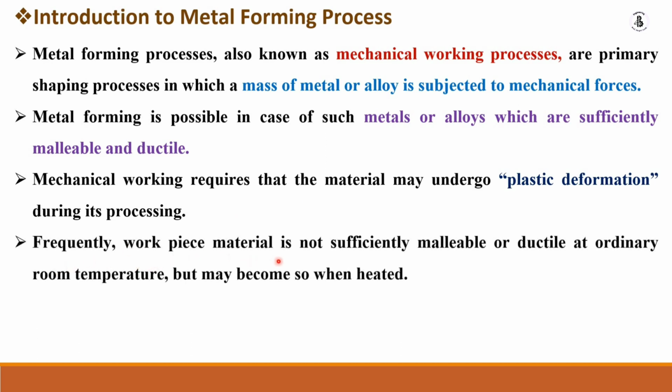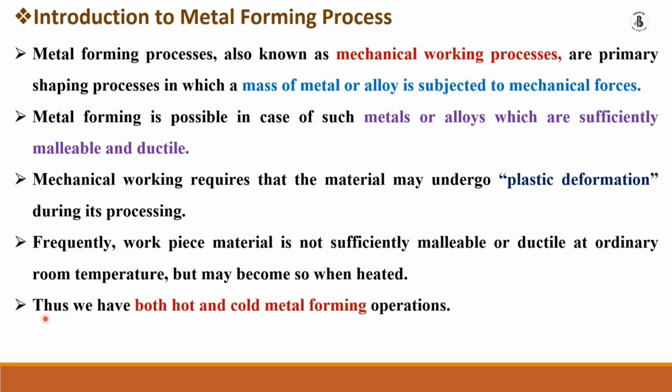Frequently, the workpiece material is not sufficiently malleable or ductile at ordinary room temperatures, but it may become so when heated. By the application of heat, each and every material will be softened, and that soft phase of the material at elevated temperature is the easiest way to convert it into the desired shape and size with the forming process. So basically, metal forming processes have two types: hot working processes and cold working processes.